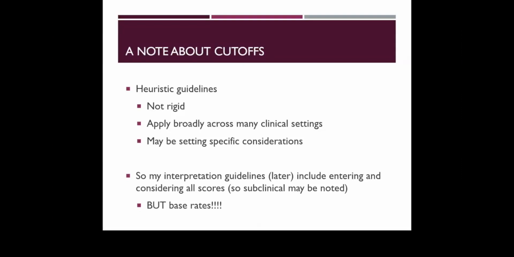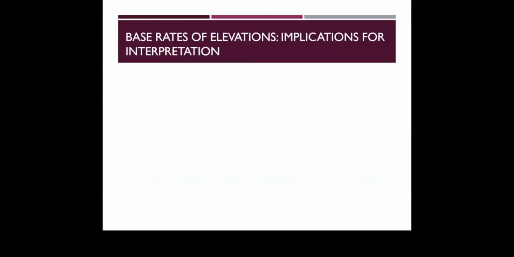In my interpretation guidelines much later, we're going to talk about considering all the scores, considering the fact that something that's T equals 64, okay, well, that's very near the cutoff of 65. Heuristic guidelines, maybe that's worthy of consideration, for example. But we also have to consider another issue when we think about these cutoffs, and that is base rates. We have to think about base rates.